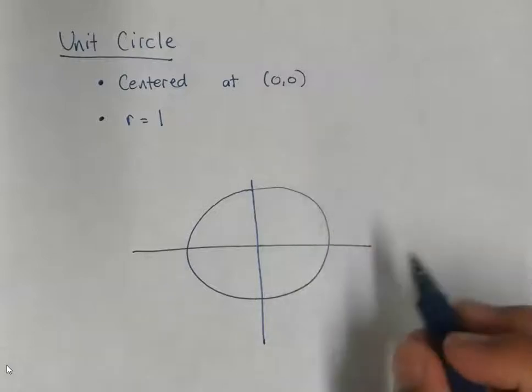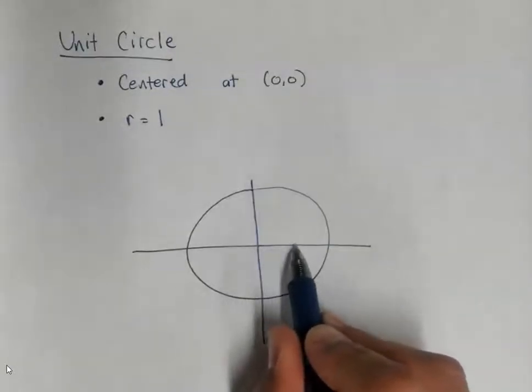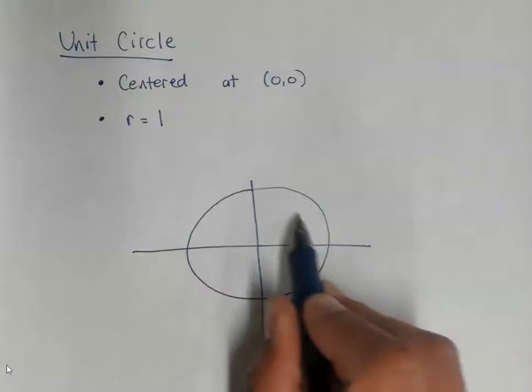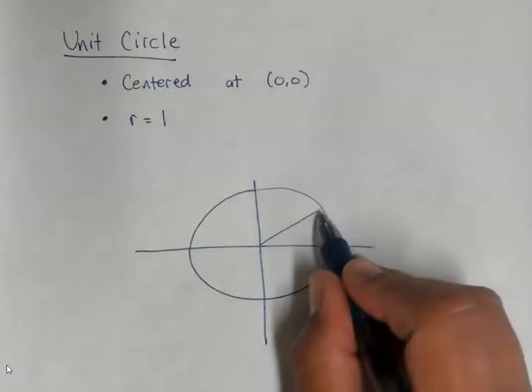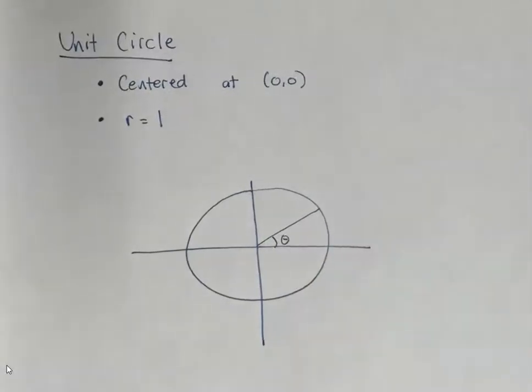So I'm going to plot a standard position angle. A standard position angle is always going to start along the positive x-axis, and if it's a positive angle, it's going to open counterclockwise from the x-axis. So I'm just going to plot an angle within the first quadrant here. I'm going to call that angle theta.